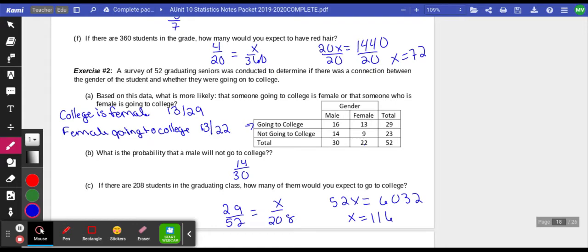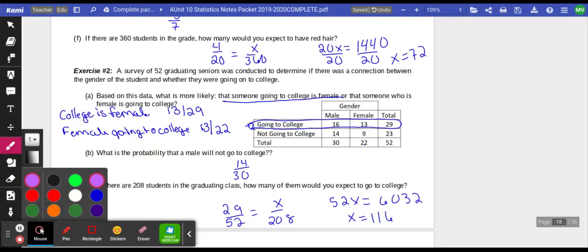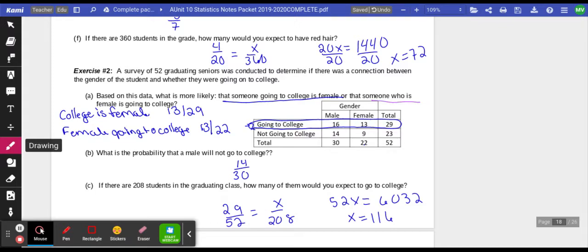Okay, so on number 2, the trickiest part is our wording. When we ask that someone going to college is female, that means our base is the going to college. So we're looking at going to college and female. So that gives us 13 out of 29. When we change the wording to someone who is female is going to college, that means we're looking at the female column and we're looking for going to college. So that's the 13 out of 22. So it's really important to pay attention to the wording.